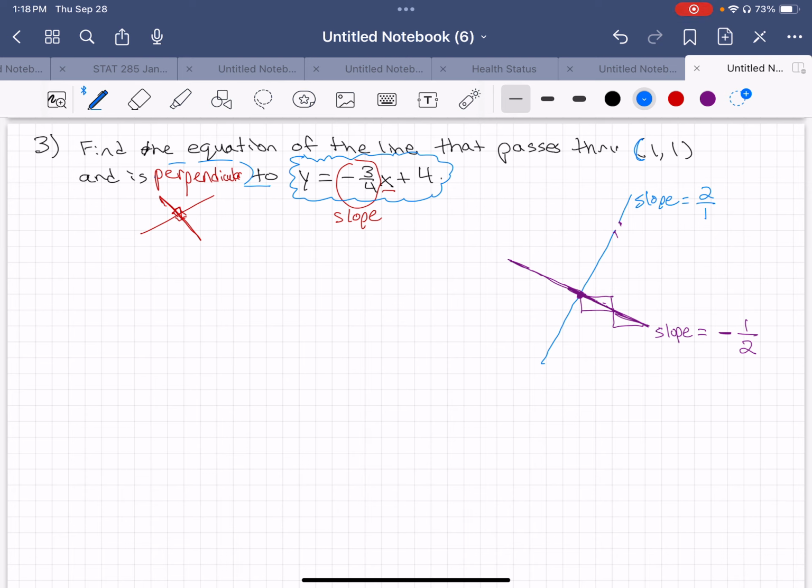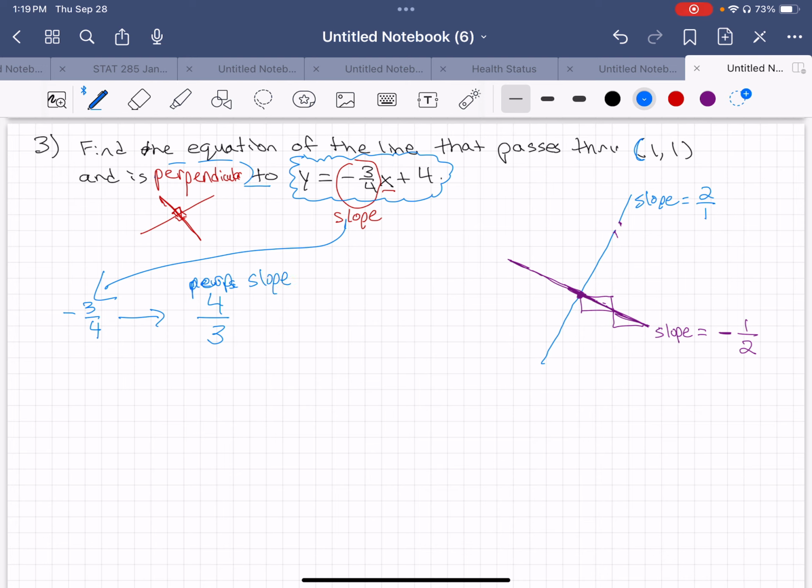So, okay, find the equation of the line that passes through 1, 1 and is perpendicular. So I take my slope of negative 3/4, and I need to do 2 changes. I change the sign so it'll be positive, and I flip it. So I flip it to be 4 over 3, take the reciprocal, and I change the sign from negative to positive. If it had been positive, then I would switch it to negative. So opposite sign, opposite rise and run. That's my new slope. That's my perpendicular slope, I should say.